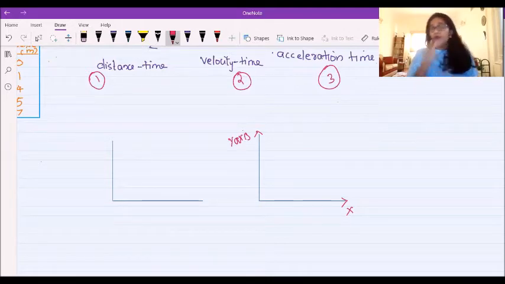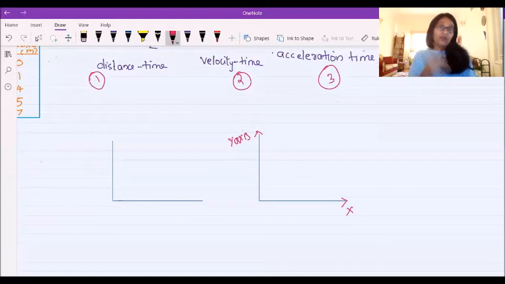Now, normally in all motion graphs, time will be one factor. We are observing an object. As time passes, what happens to the object? What happens to its speed? What happens to its distance? What happens to its acceleration? These are the things we are observing in the lesson motion. So throughout this lesson, on the x-axis, we will plot time.